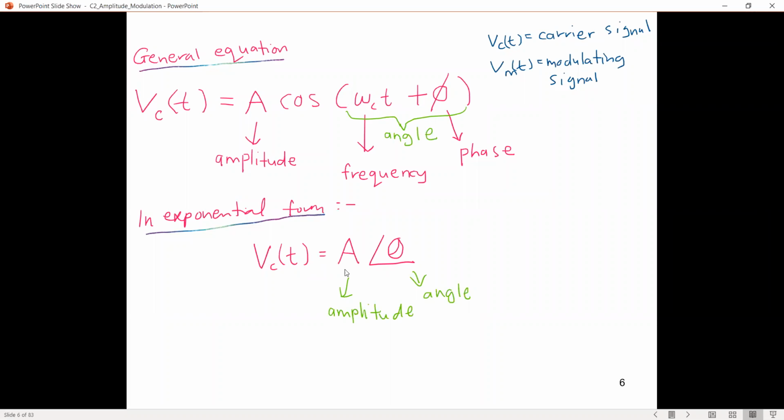It can also be represented using exponential form, amplitude and angle, where angle is made up of frequency and phase. So these are the carrier characteristics that we can change to follow our information signal. In other words, our information signal will change at least one of these characteristics, either amplitude, frequency, or phase. Or for advanced modulation techniques, they can also use a combination of these characteristics.